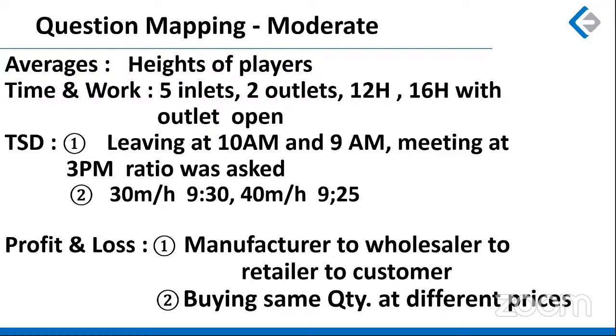Profit and loss, ideally easy, but just a lengthy part. Manufacturer sells to wholesaler, wholesaler to retailer, retailer to customer. And this is where we think that, okay, this would be a difficult question. Let's leave this question. An easy part, quite an easy part. If you just focus on what is to be found and how much, just 2-3 small calculations and it would be there.